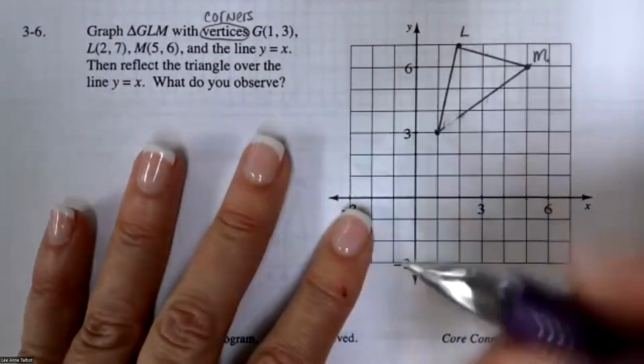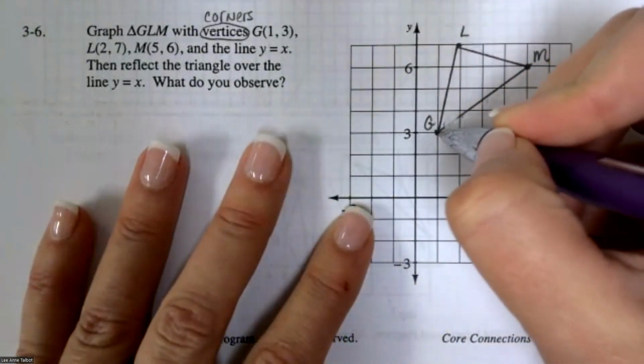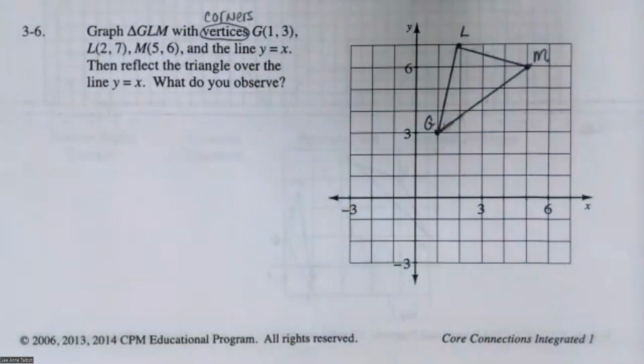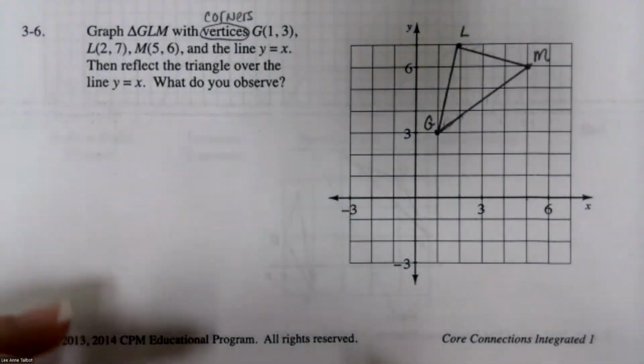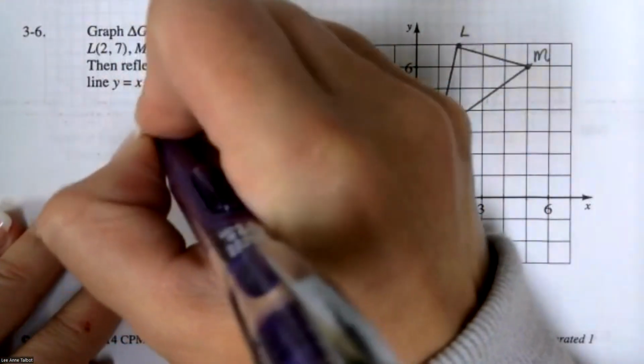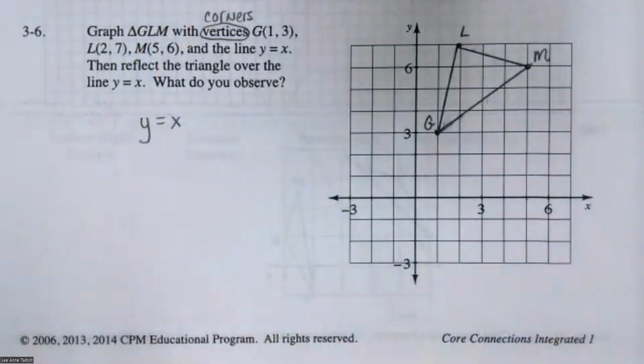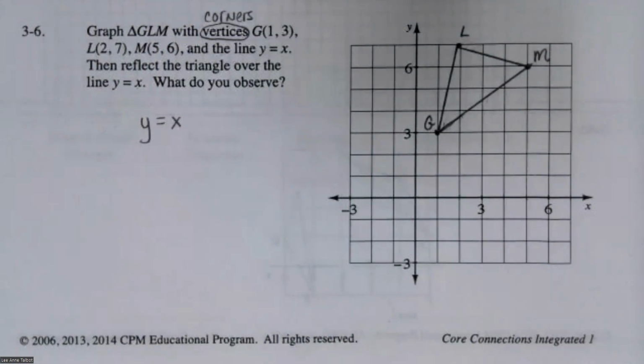I think my G was poorly located. Okay, and then it says, then reflect the triangle over the line y equals x. Everybody write y equals x down here. And this is a special case. We just did this in the warm-ups. Do you have a magic mystery ball in your head and you're going to predict my question? Proceed.